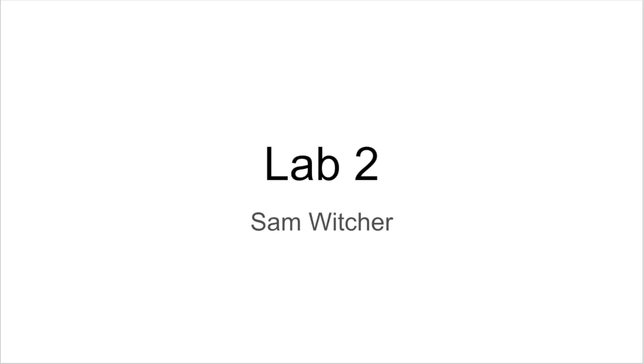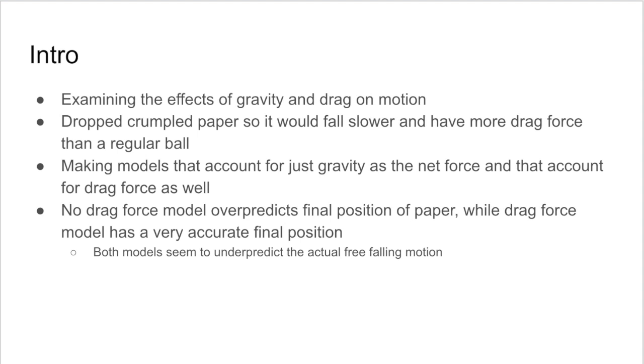Hello. Today we are examining the effects of gravity and drag on the motion of a free-falling object for Lab 2. For this lab, we were to drop something that would fall relatively slower than a rock, so I chose a crumpled piece of paper because its non-uniform surface will have a greater drag force than that of a ball, so it will fall slower.